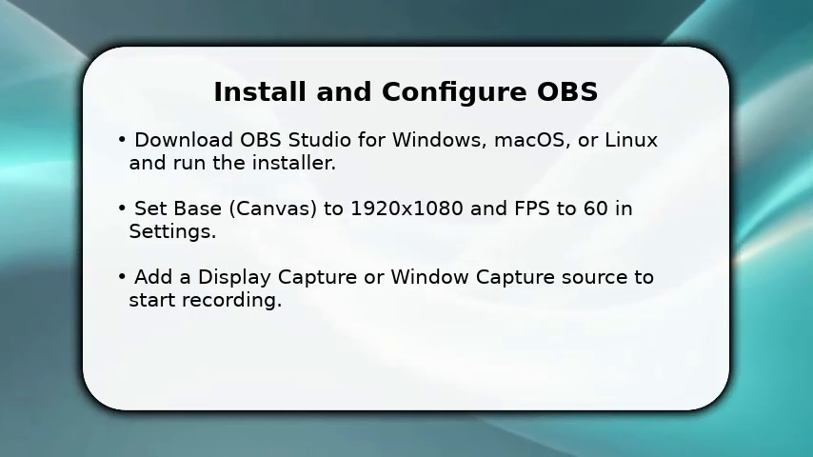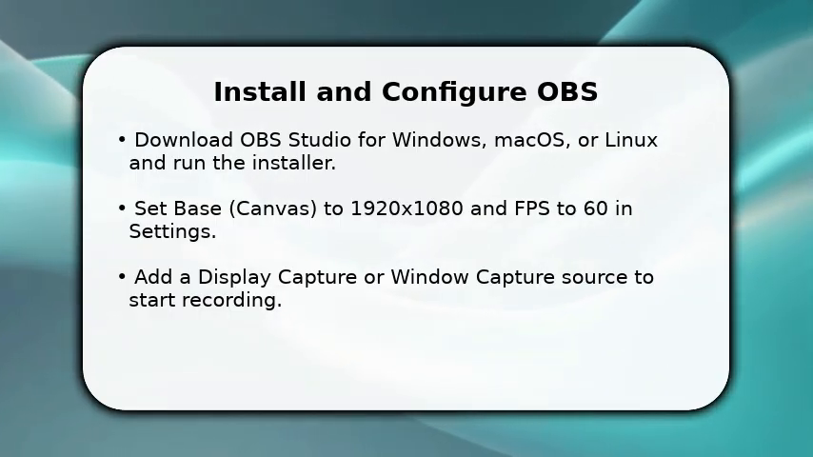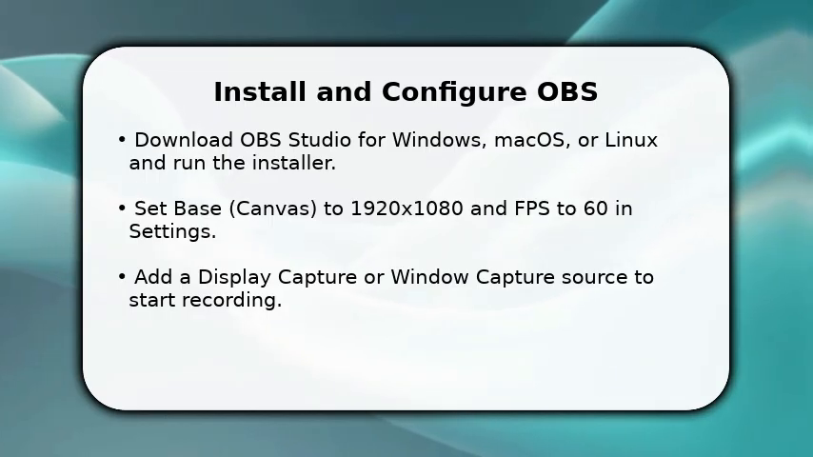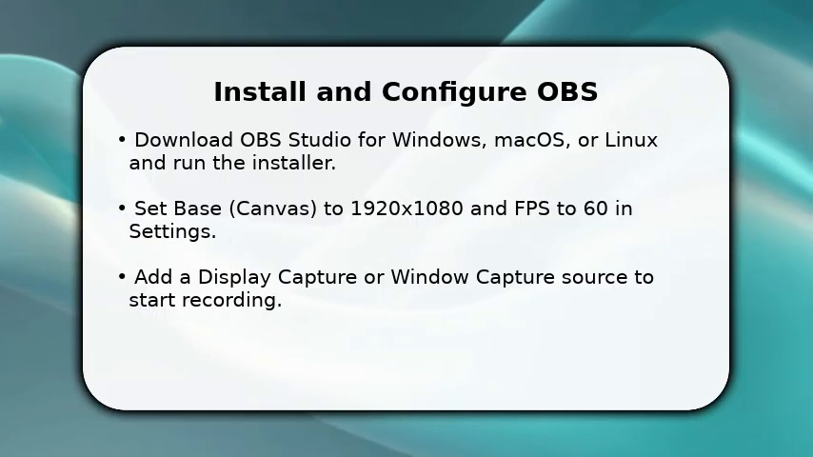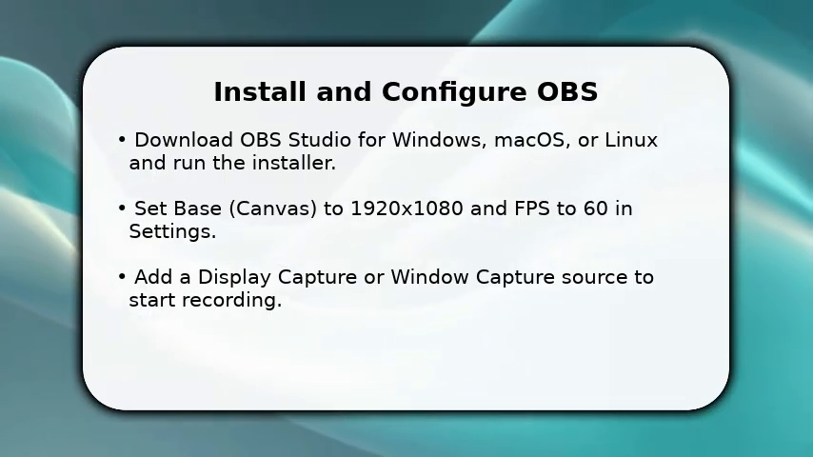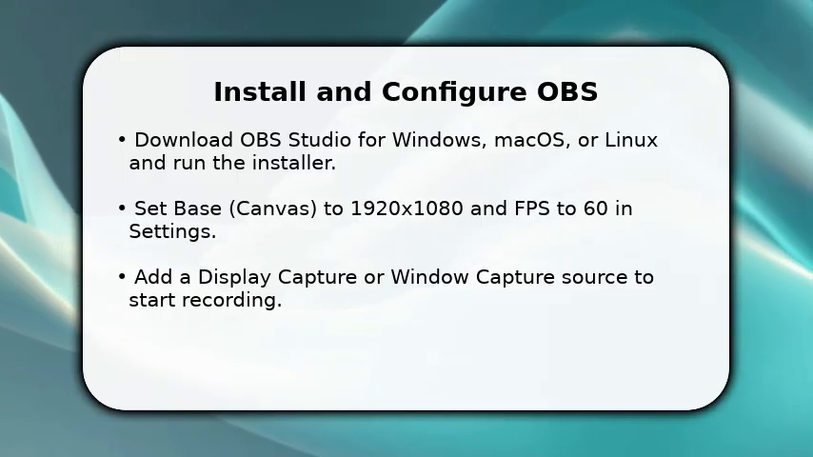First, download OBS Studio for Windows, Mac OS, or Linux and run the installer. Open OBS and accept the auto configuration wizard for default settings. Go to Settings, then Video, and set base canvas to 1920x1080 with FPS at 60.